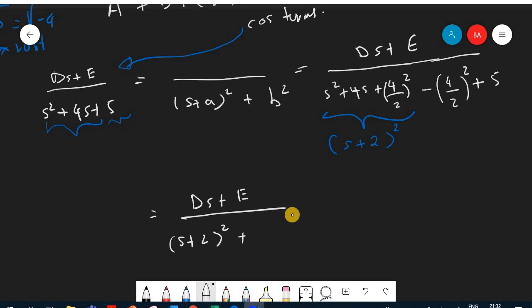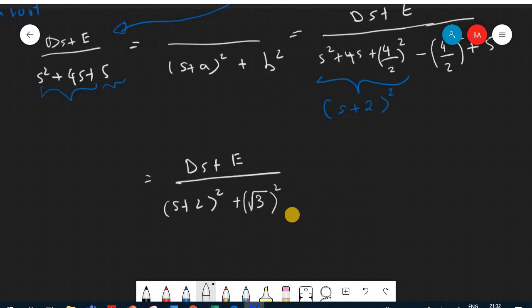And since I know that I want this plus 3 to appear as b squared, what am I going to do? I'm going to take the square root and make it squared. So what is this value? Actually this value is 3. It was 5 minus 2, which is equal to 3, right? So beautiful. I have my term here, which is the square root of 3 to the power 2. So I have now my (s plus a) squared plus b squared ready.